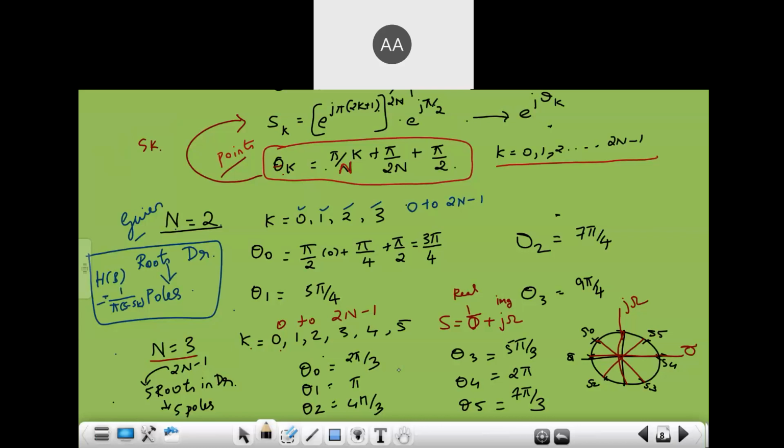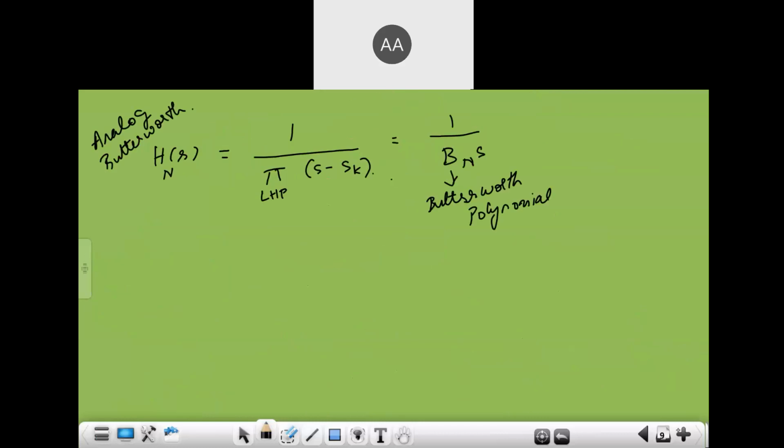Why do I choose left hand side poles? In your control systems, you would have studied, right? The stability of a system is when you choose the poles on the left hand side of the system. That is why we are going to choose those. If you write it in terms of S minus something, it is very good.